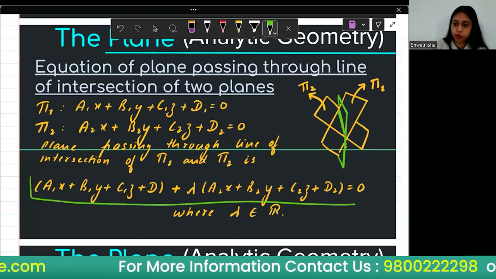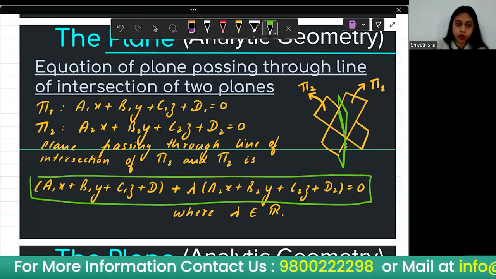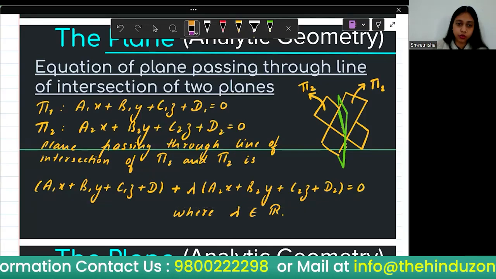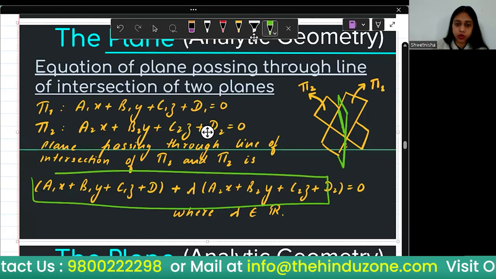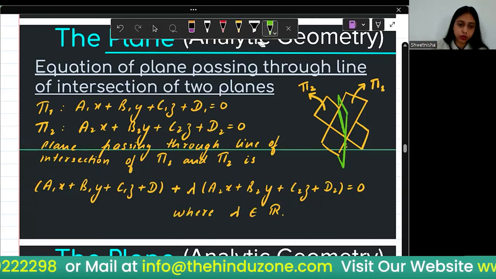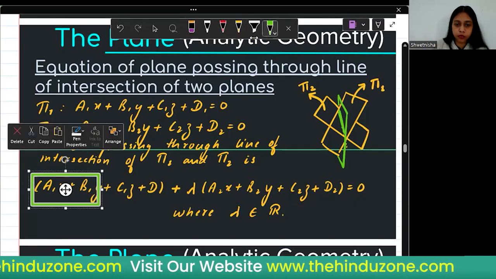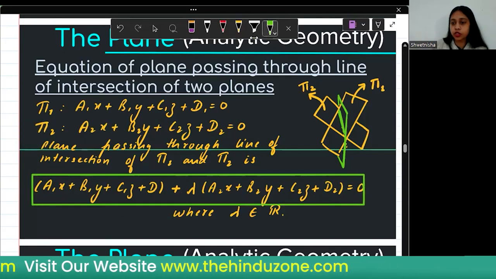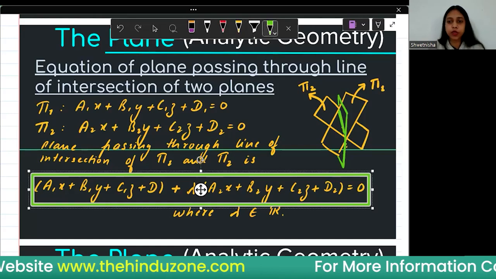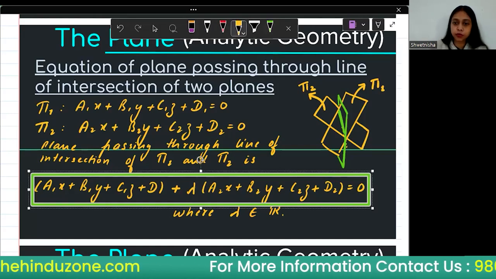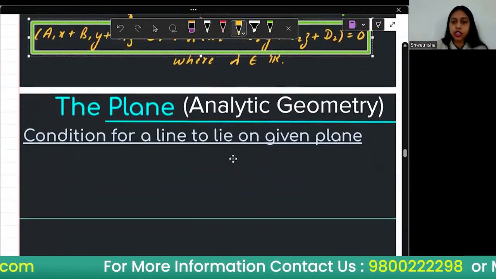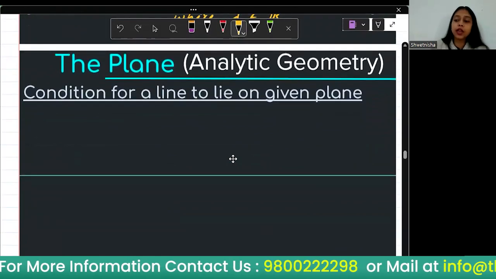Another important form is a plane passing through the line of intersection of two given planes. Next, the condition for a line to lie on a given plane.